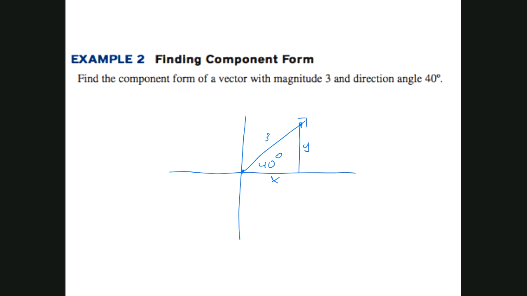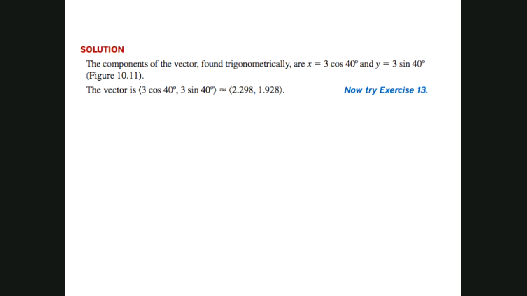So if I wanted to figure out what x would be in this problem, how would you do it? If you take the cosine of 40 and then multiply it by 3, you'll get the x value, and then the sine of 40 multiplied by 3 will give you the y value. All right, and that helps us. You'll see why it helps us in just one bit. All right, so it says the components of the vector found trigonometrically are x equals 3 cosine of 40 and y equals 3 sine of 40.